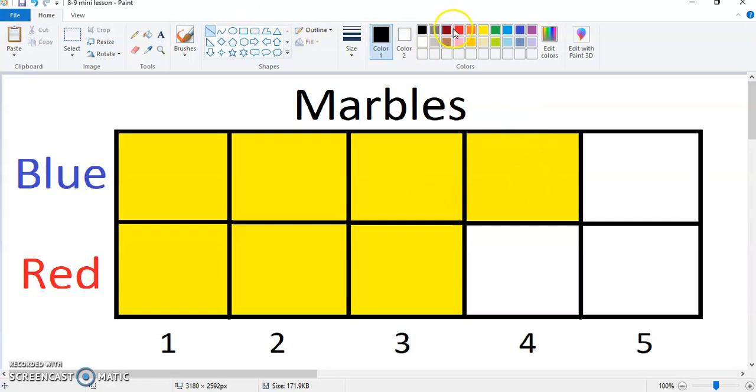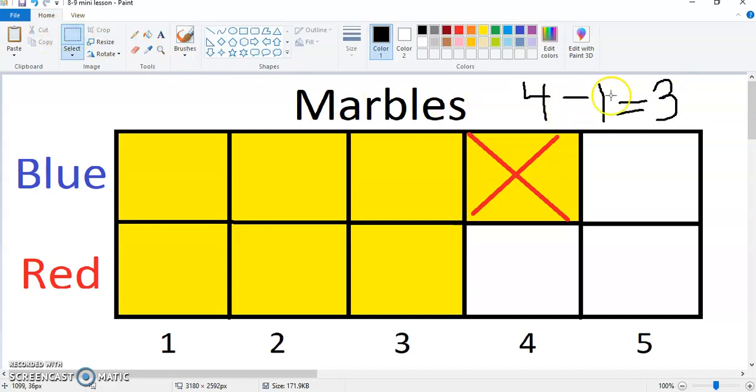What if I take away 1 blue marble? Then I have 1, 2, 3 left over. Now we can write that number sentence. We started with 4 blue marbles in all. We are taking away, that means minus, 1 blue marble. That equals 3 blue marbles left.